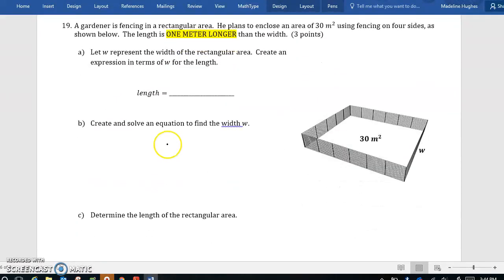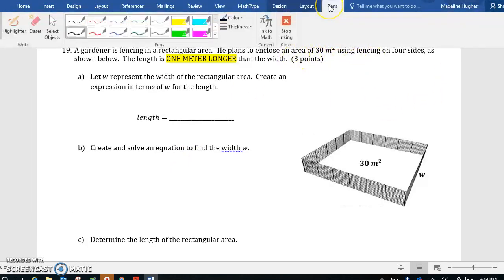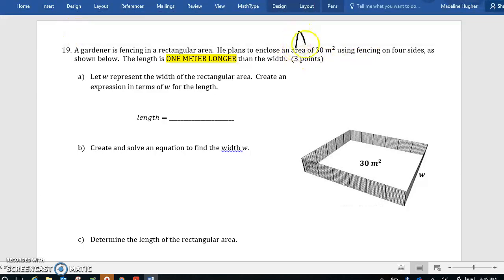Number 19. A gardener is fencing in a rectangular area. He plans to enclose an area of 30 meters squared. So I'm just going to emphasize here that 30 meters squared is the area. Okay, remember area, length times width, so area is equal to 30 meters squared. I'm just going to emphasize that.